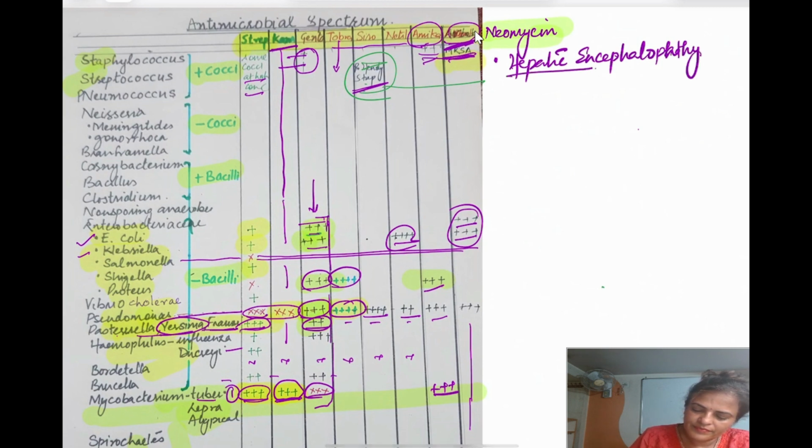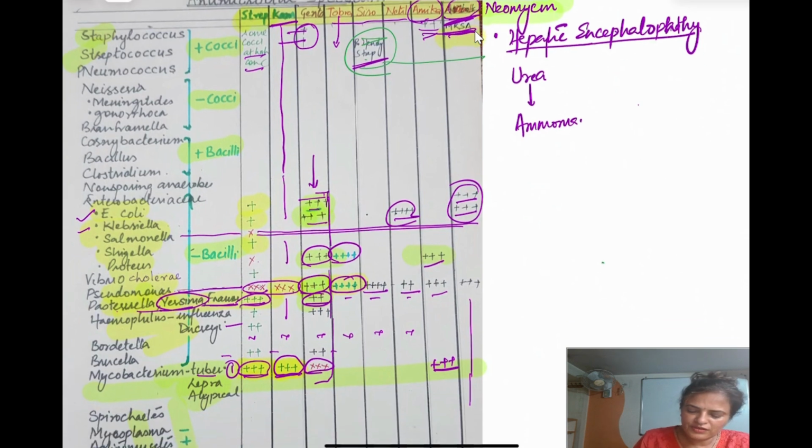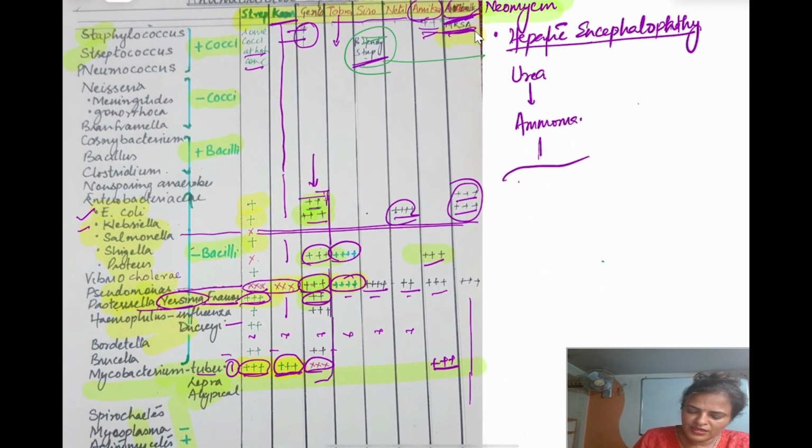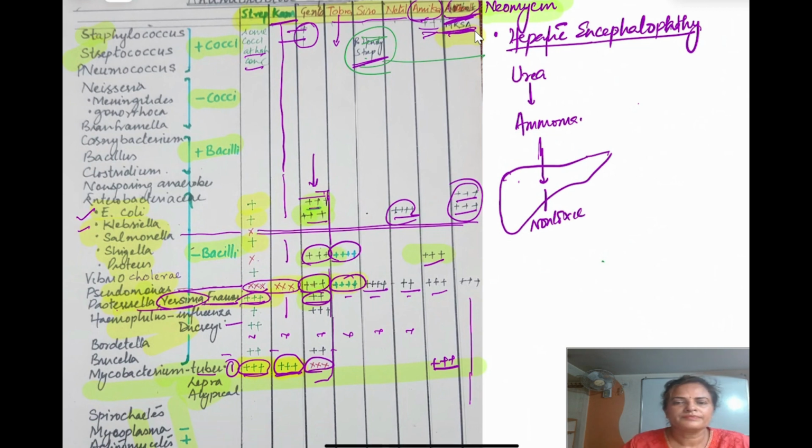Okay. So what is its role in hepatic encephalopathy? Normally, what is the function of the liver in the body? If ammonia is formed from urea, the liver converts this ammonia into a non-toxic product.